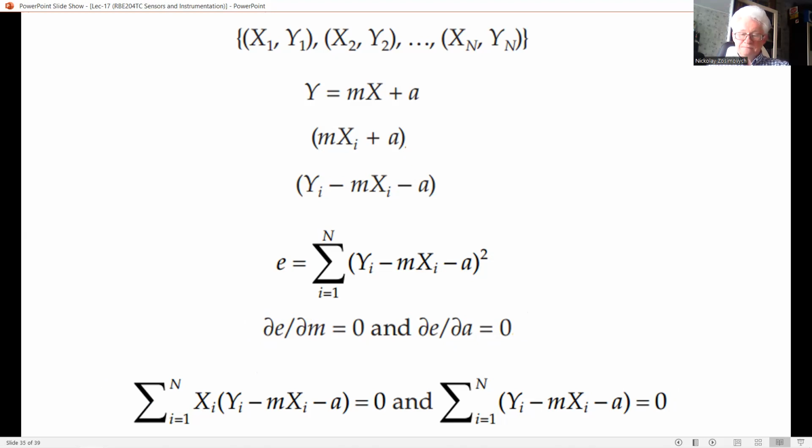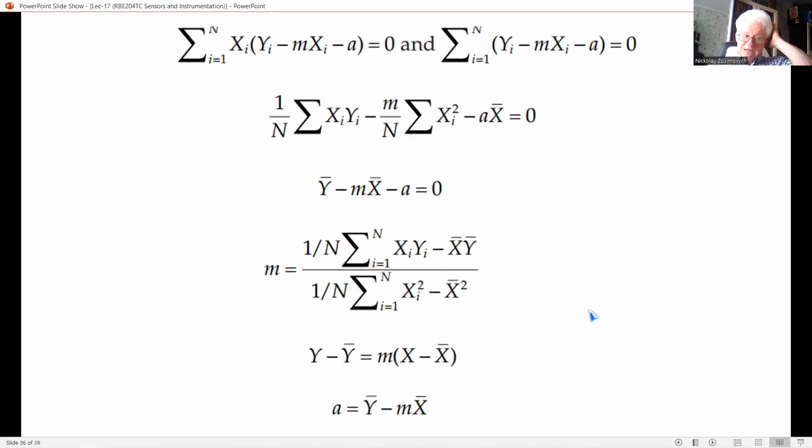Summing is, in practice, very simple. Dividing these two equations by n and using the definition of sample mean, we get this first expression. I repeat it here in this slide. Solving these two simultaneous equations for m, we obtain the equation for m here, in the middle.